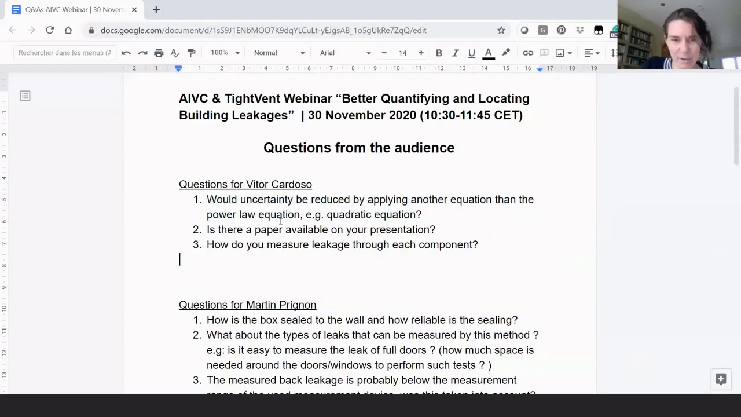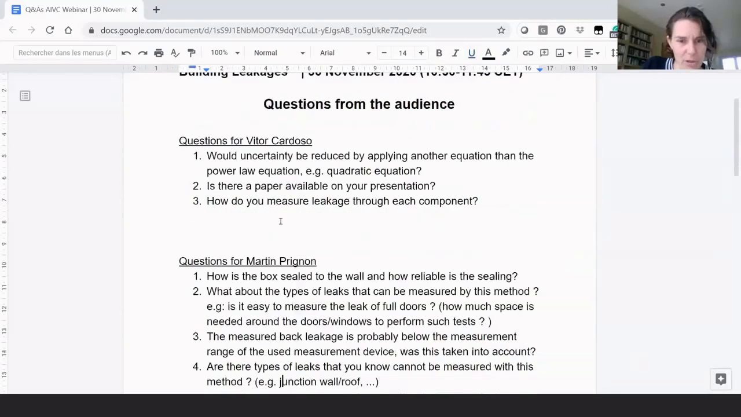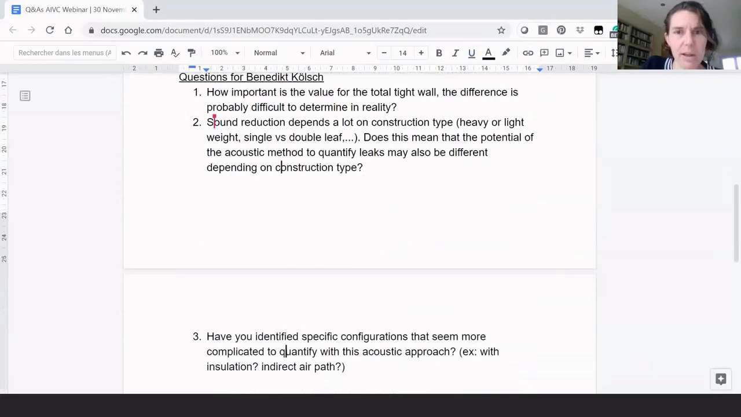Thank you. So we now have questions coming for Benedikt. First one, Benedikt, and thank you, Vitor, sorry. How important is the value for the total tight wall? The difference is probably difficult to determine in reality.